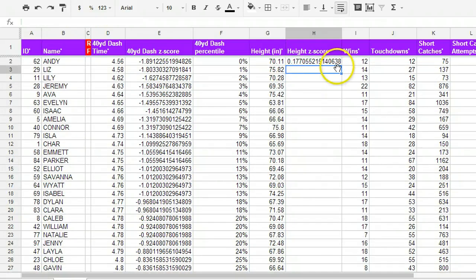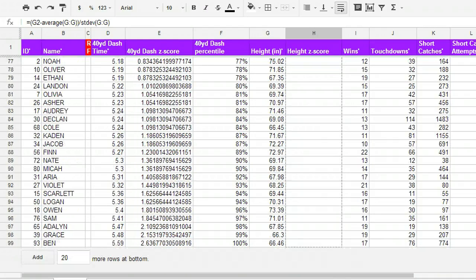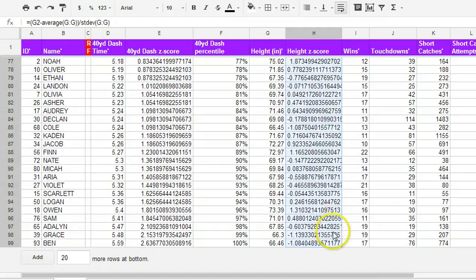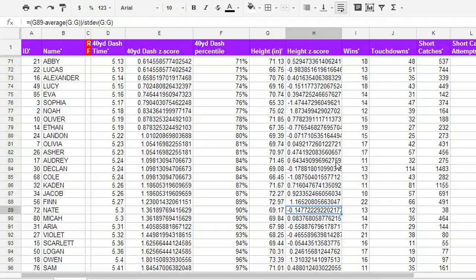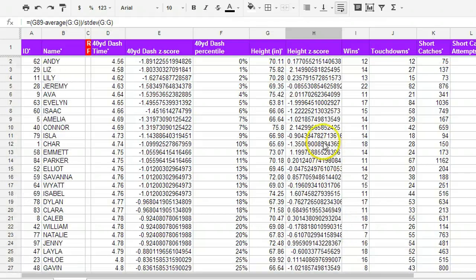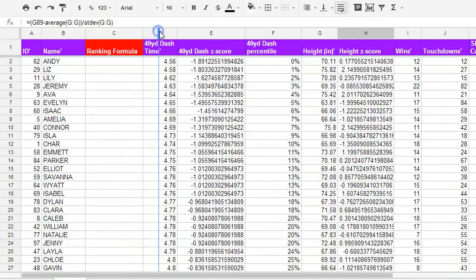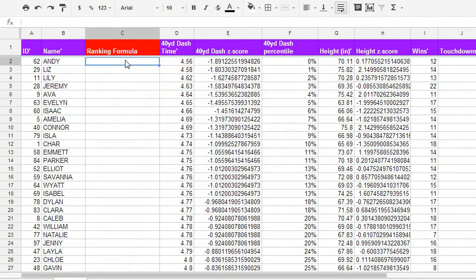Hit enter and I get that z-score. Now I grab the box and scroll all the way down. I click on it, grab the little handle, and scroll all the way down with it. Now I have all my z-scores for height and my z-scores for the 40-yard dash. I'm going to re-expand this column I hid before, the ranking formula. All this means to me is I'm looking for a formula that can combine multiple different categories. Again, like all formulas, I start with equals.